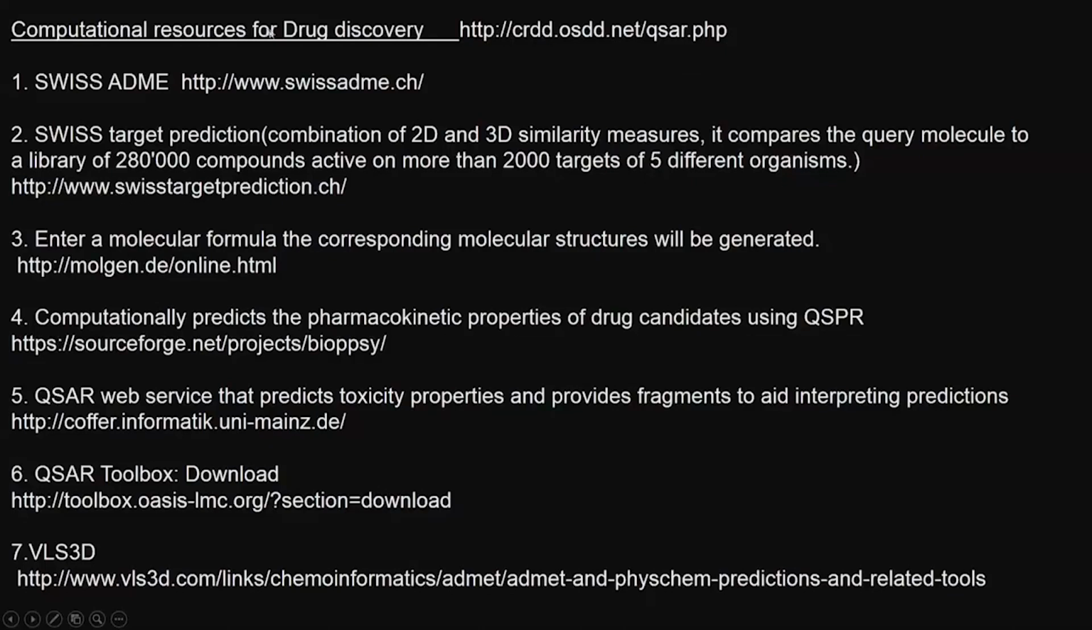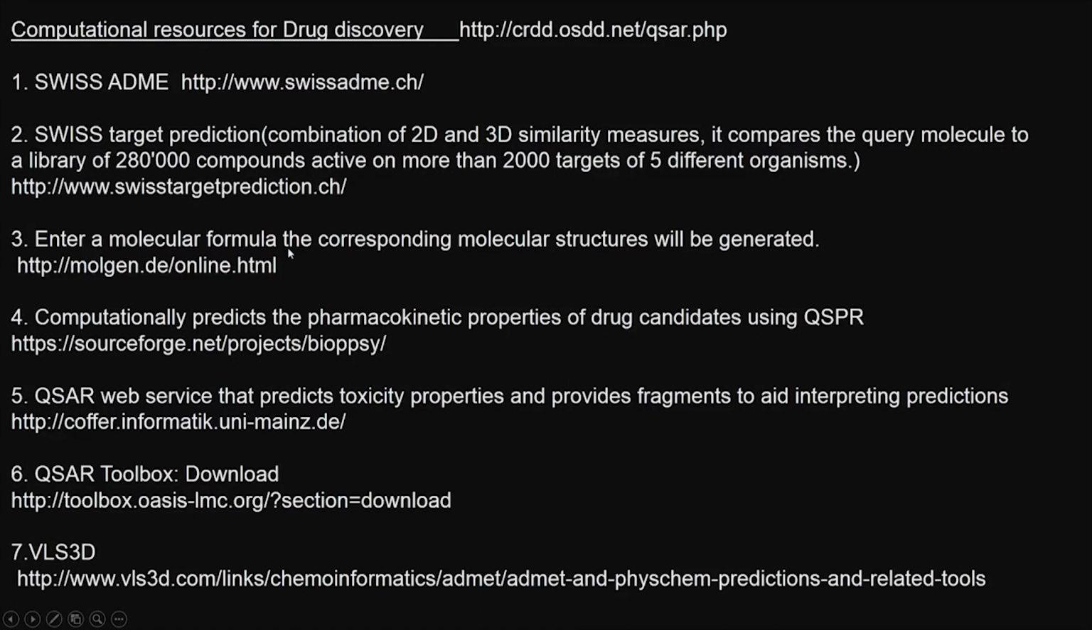Okay, so what are the computational resources for this? There is something called Swiss ADME. I have given these site addresses also, so you people can have a look at it. One is called the Swiss ADME, which, when you draw a structure, can give properties of molecules, it can give what is the oral bioavailability. Then we have the Swiss target prediction. It can predict what are the possible targets if I give a structure. That is also very useful actually.